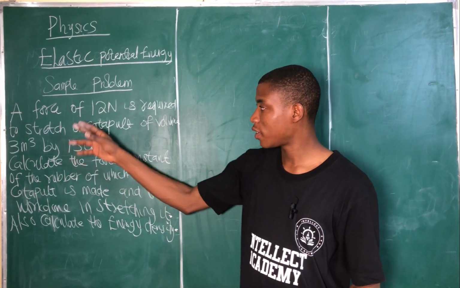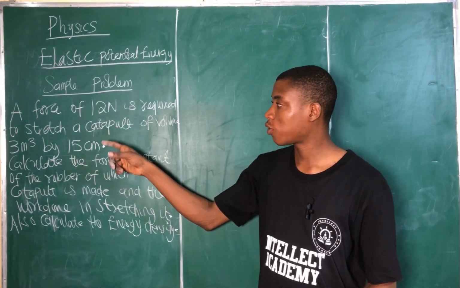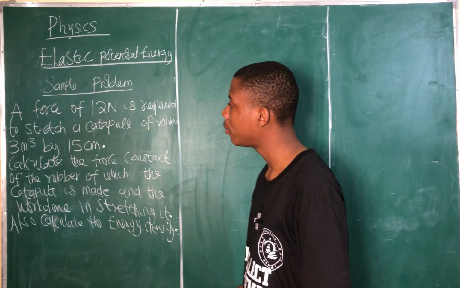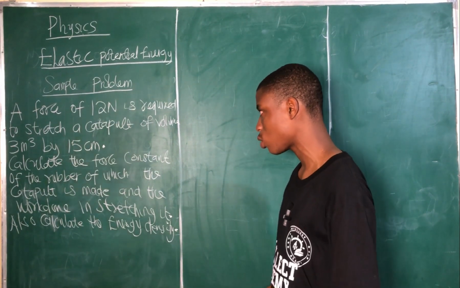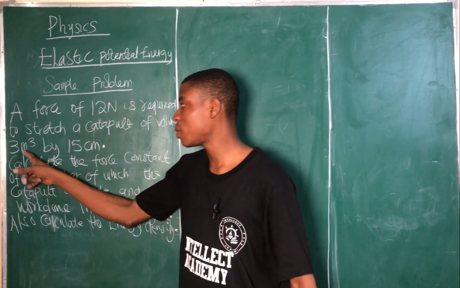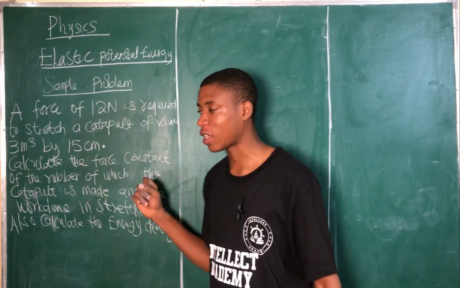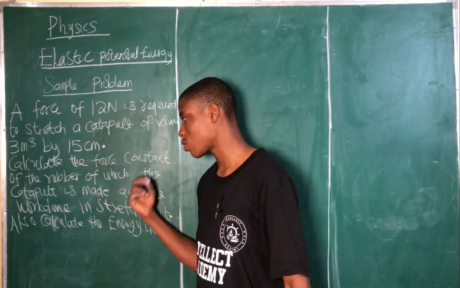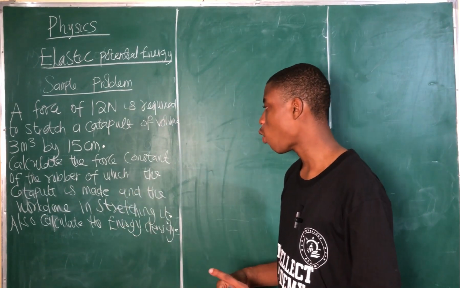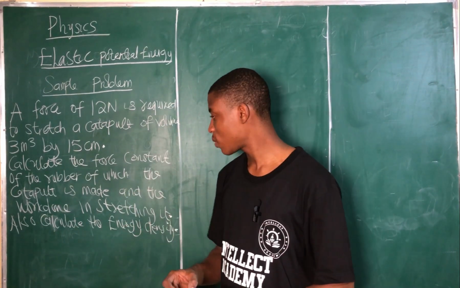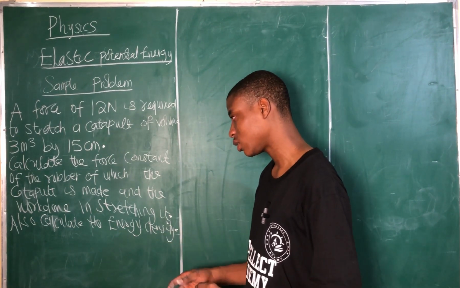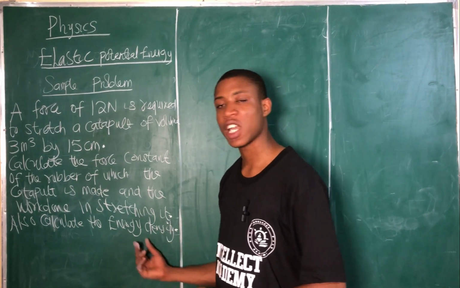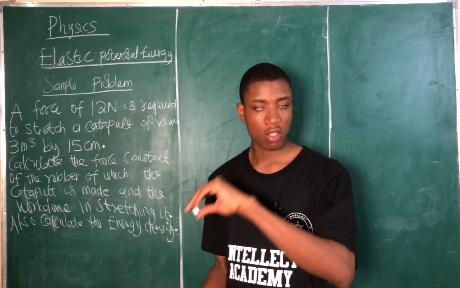Okay, now we have a sample problem here on the board. The question states: a force of 12 Newton is required to stretch a catapult of volume 3 meter cube by 15 centimeter. Calculate the force constant of the rubber of which the catapult is made, and the work done in stretching it. Also calculate what? The energy density. So the concept is easy.